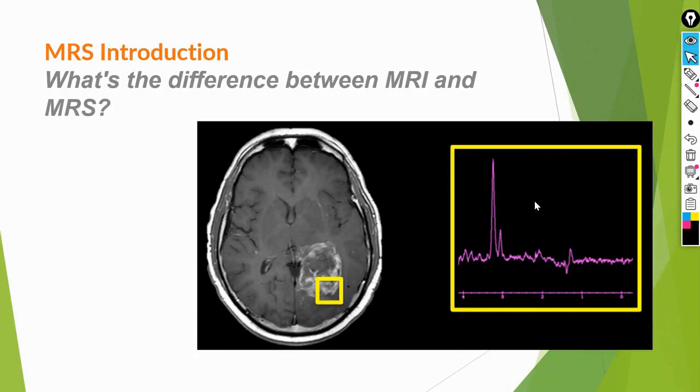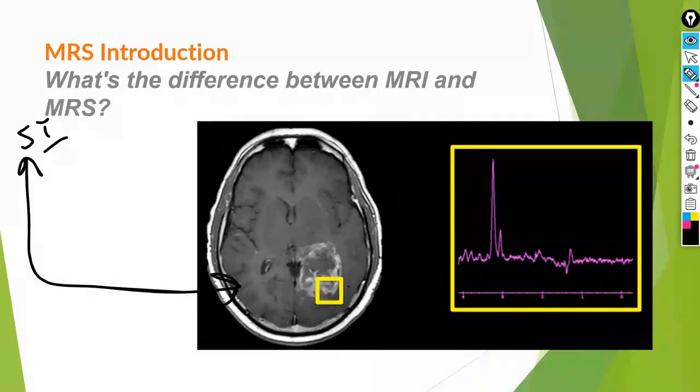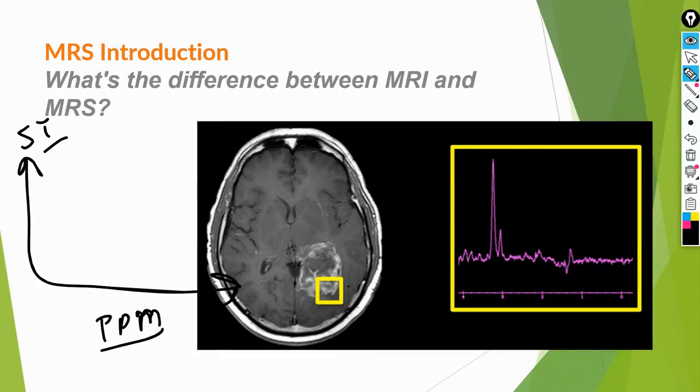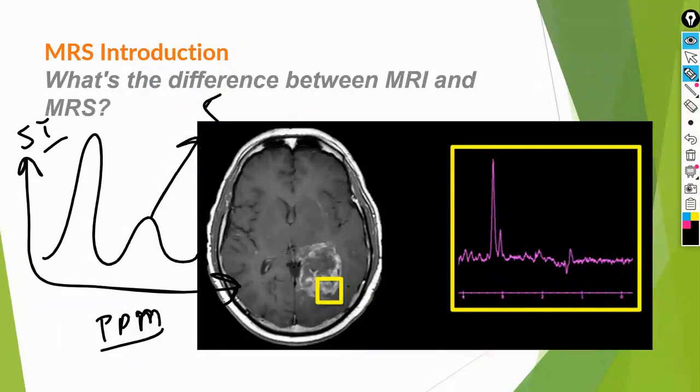So when we look at the shape, the signal coming to me is signal intensity on the y-axis, and here is what they call parts per million, which is the chemical shift that I will talk about in a moment. The shape of the signal that I always rely on in my image looks like this. This is the signal for fat, and this is the signal for water.